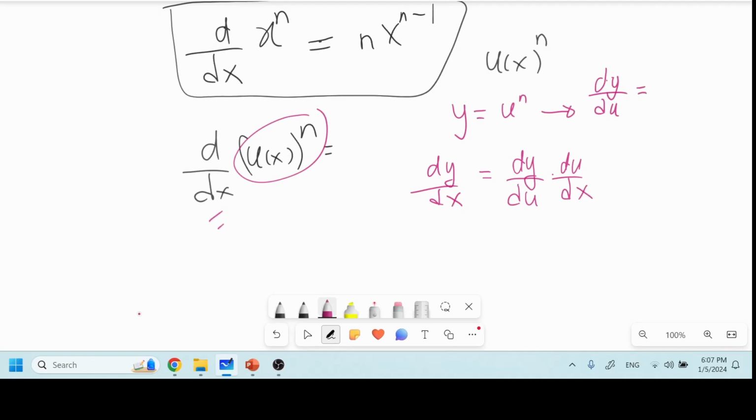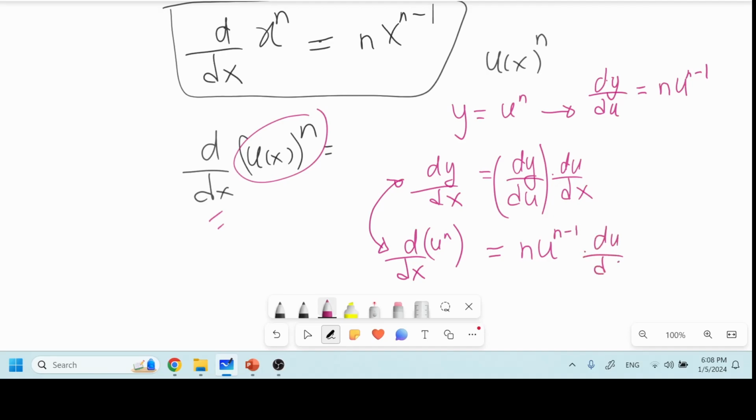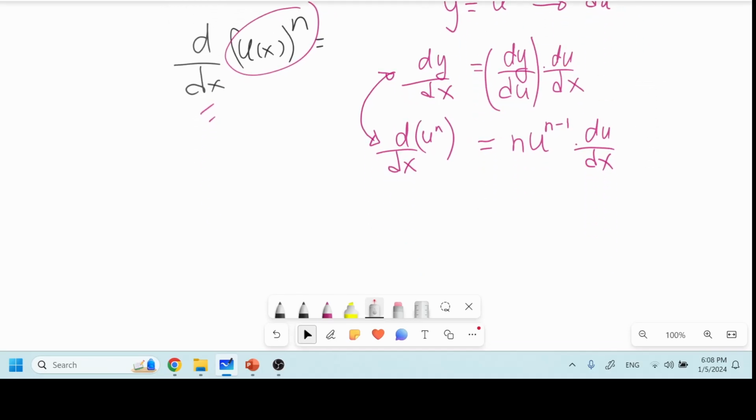So here you can derive dy/du. It is simply equal to n times u^(n-1). The derivative of u^n with respect to x, which is just the same as dy/dx, is then simply equal to n u^(n-1) times du/dx. So here n times u to the power of n minus 1 is just dy/du. So up to this point, we have just proven that d/dx of u^n is given by this statement here.